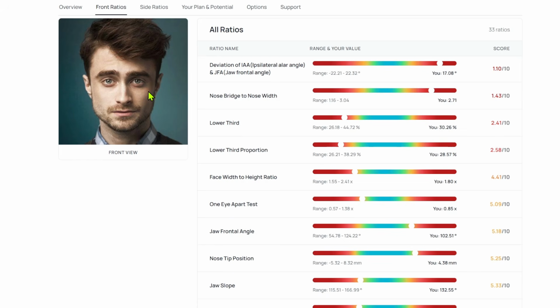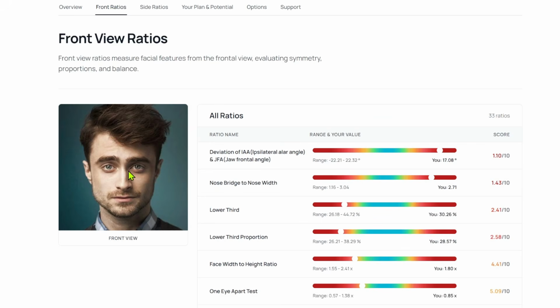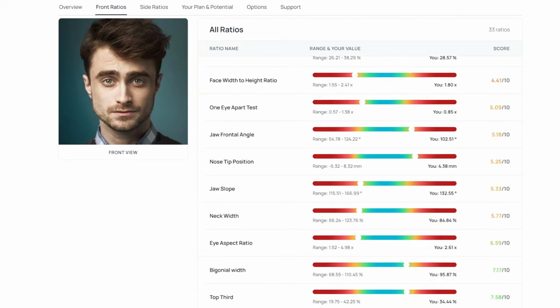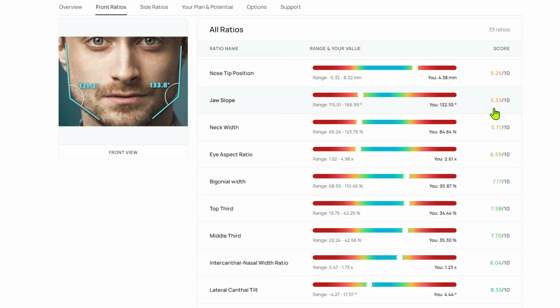Also, this is the best photo I could find for his front and side ratio. And you'll actually be surprised with the side ratios. It's quite an interesting score. Moving on to more interesting scores, his jaw slope is a 5.33 out of 10.